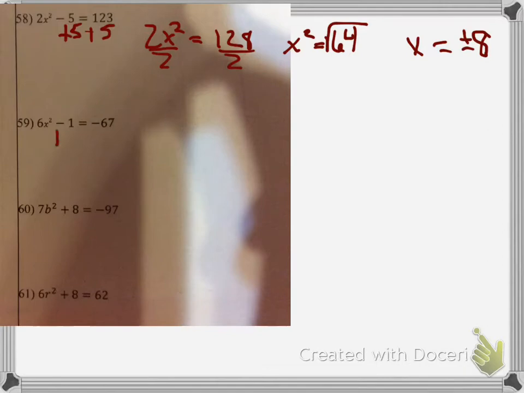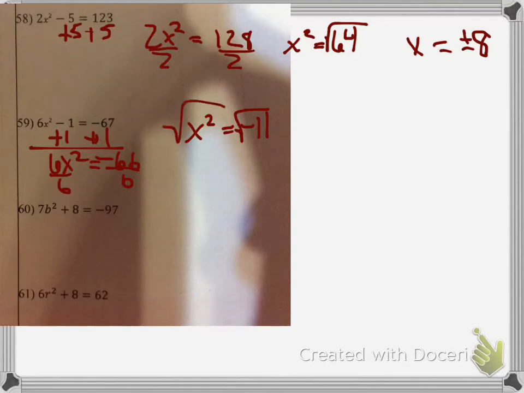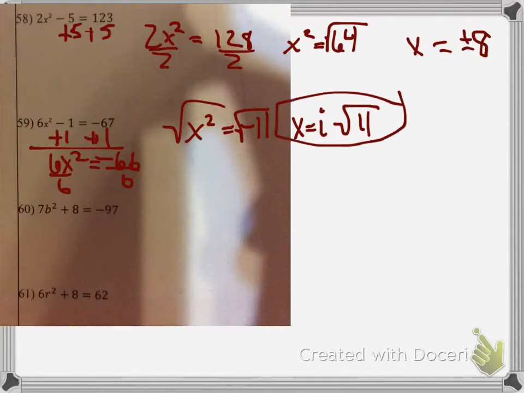Okay, 59, I'm going to add 1 to both sides. I get 6x squared is equal to negative 66. Divide by 6. I get x squared is equal to negative 11. And again, I'm going to take the square root. Now, when I have a negative, that means I have an i. So I have i square root of 11. And then if I look on my table, there's no number that will divide into 11, so that's my answer, i square root of 11.